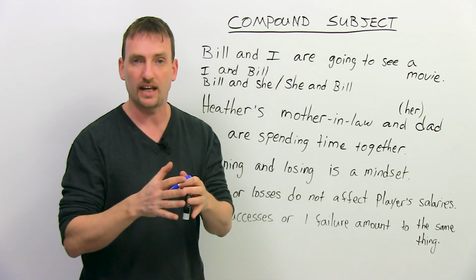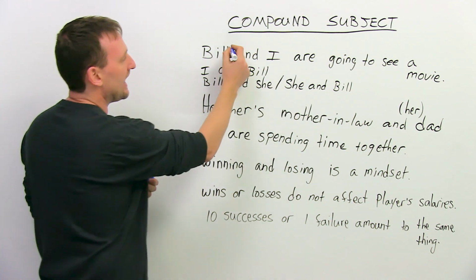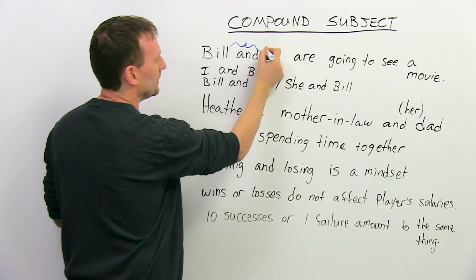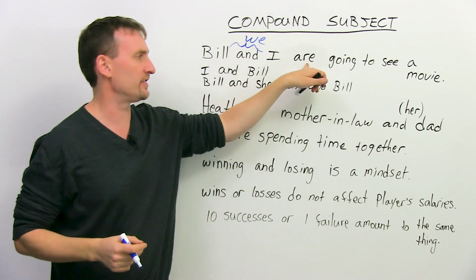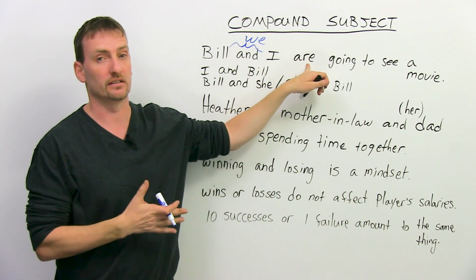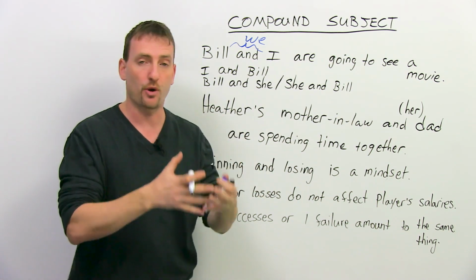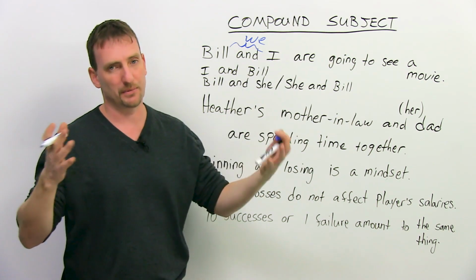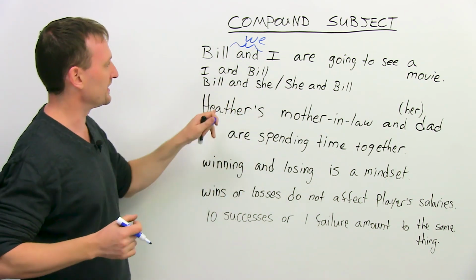Now, if you're not sure about the compound, if you're not sure if it's separate things or if it's one thing, try to replace it with a pronoun. So if I say Bill and I, I can replace this with we. So as soon as you have the we pronoun, you understand you need the are, not the is. So always try to replace your compound with a pronoun. If you can't, it means it's probably one thing, right? It's probably it.